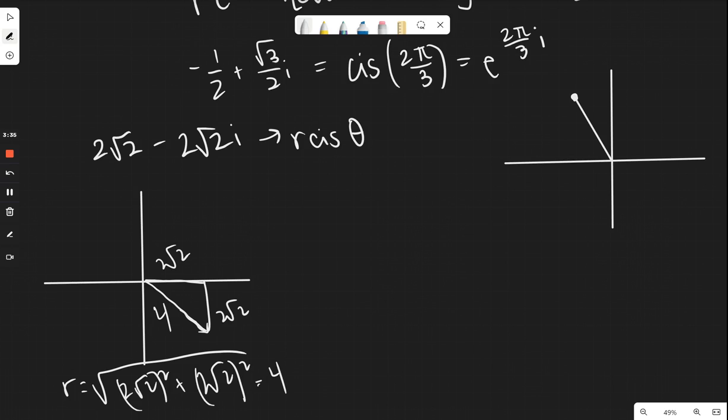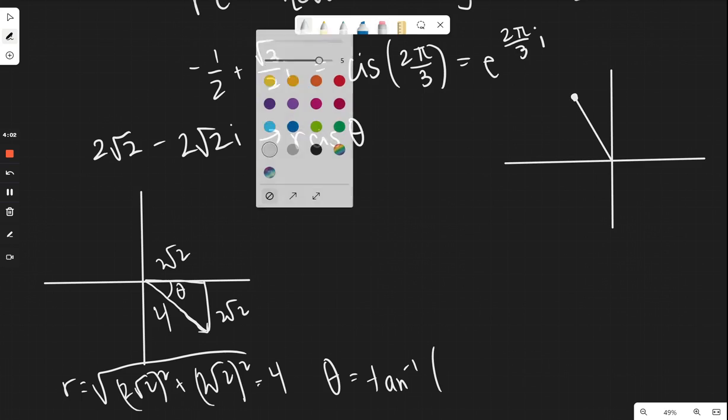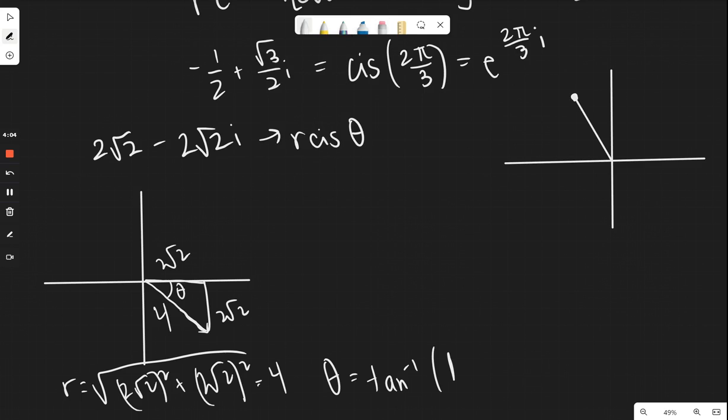And now for theta. Well, theta is just going to be the inverse tangent of the opposite over the adjacent, right? So theta is going to be the inverse tangent of 2 square root 2 over 2 square root 2, which is just 1. It's the inverse tangent of 1. All right. And the inverse tangent of 1 is 45 degrees, or we could just look at this again and know that it's a 45, 45, 90-degree triangle.